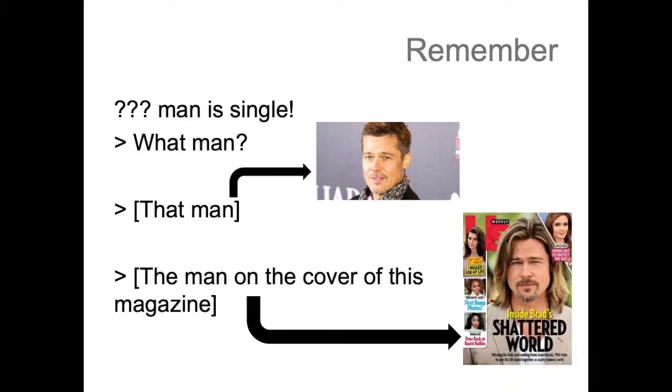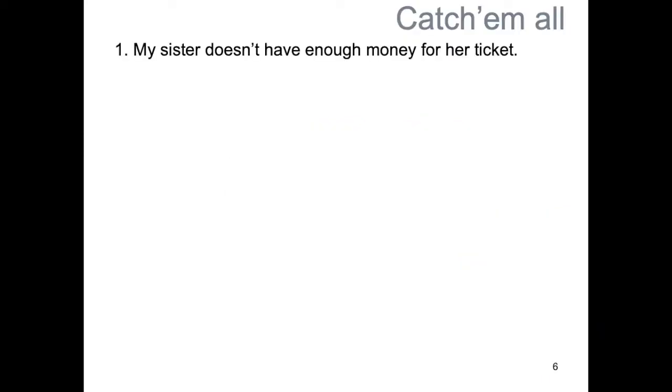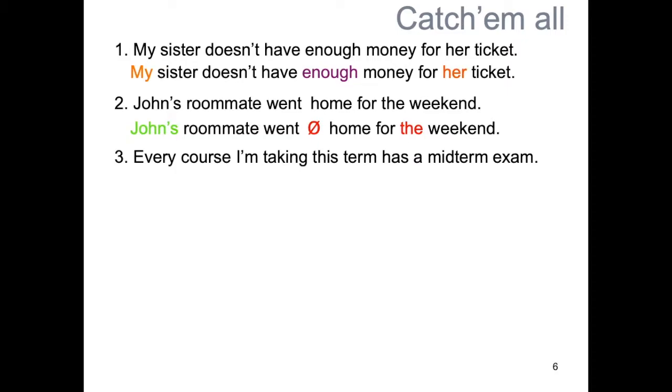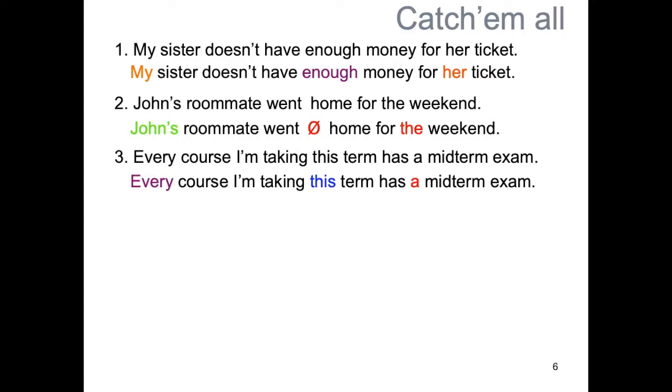Okay? So now let's see if you can spot determiners in a sentence. This is an exercise that your friends did in class. They had to identify each determiner for each sentence. So: my sister, enough money, and her ticket. In this sentence, "John's roommate went home for the weekend," the obvious one is "the," but you should not miss "John's," which is actually a sort of determination, and the zero article in front of "home." "Every course I'm taking this term has a midterm exam, shouldn't pose any problem." You've got "every," you've got "this," and you've got "a."